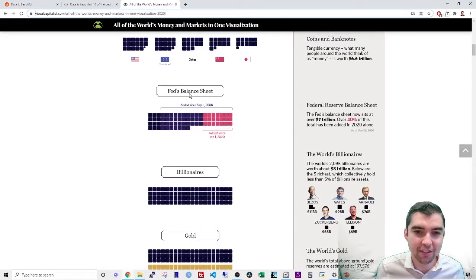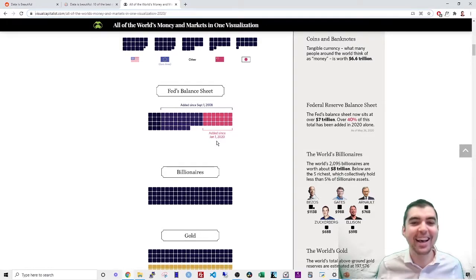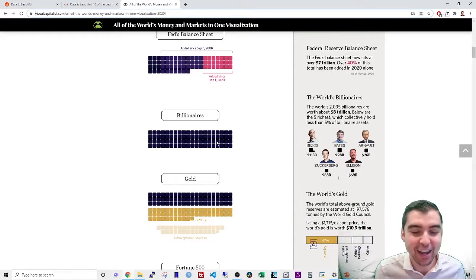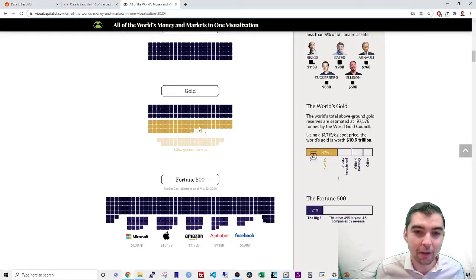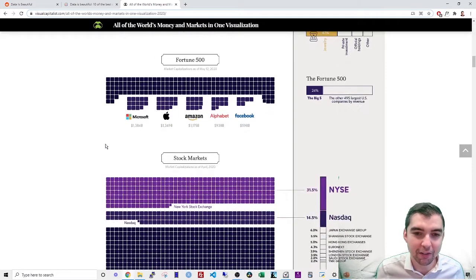Here's the federal balance sheet. And look at this entire part was just added since January of 2020. Isn't that ridiculous? Here are all of the US billionaires in the world. There's all the money in the world if you had gold, jewelry, or below ground reserves. Here are the Fortune 500 companies. Look at that, just Microsoft and Apple.